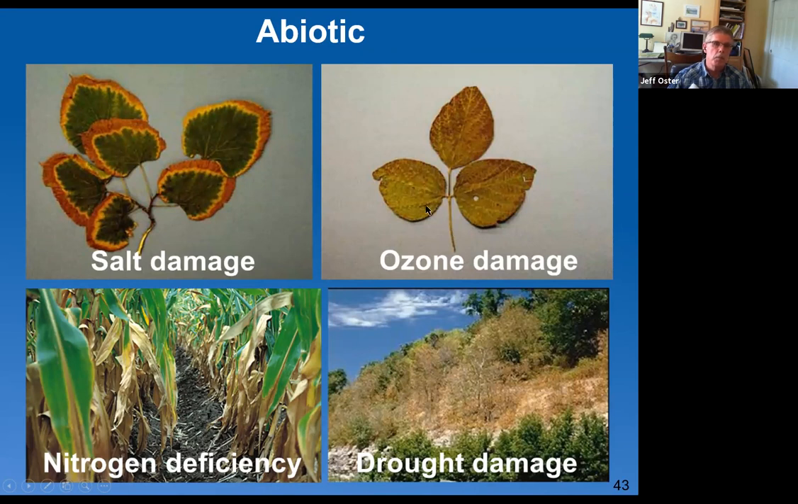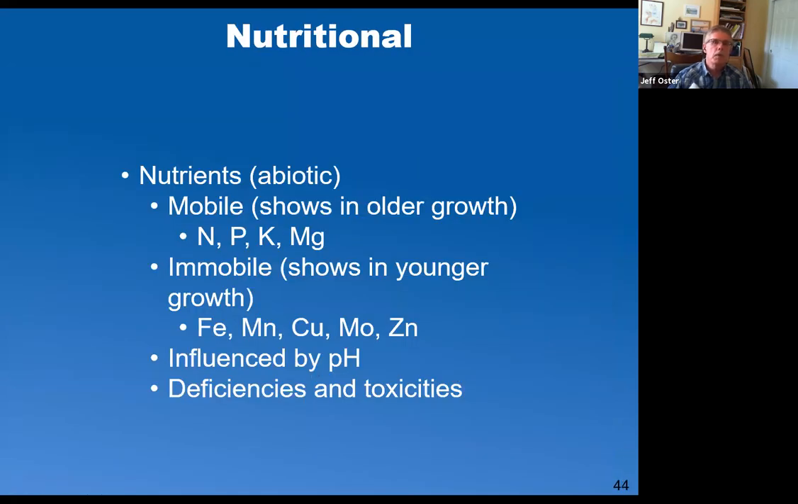And there are some examples, just pictures. Salt damage, the edge of the leaf tends to die back. Ozone, which we don't have too much trouble with in our area, produces kind of a dying across the leaf's surface where stomates are. Those are pores in the leaf that allow gas to come in. Ozone's a gas, so that's how that happens. Nitrogen deficiency and drought. So let's look at nutritional problems under abiotic disorders.